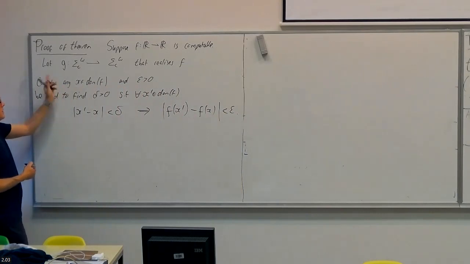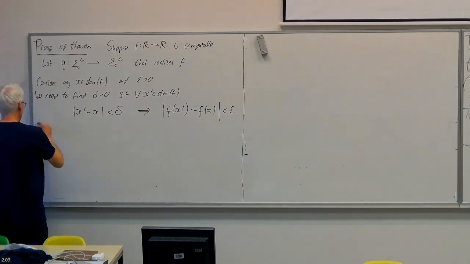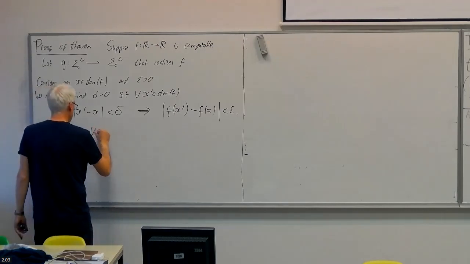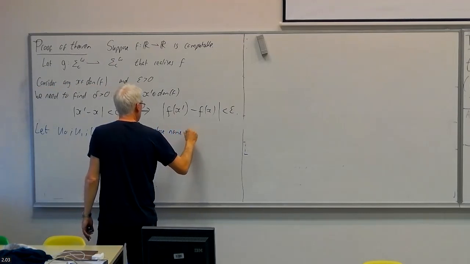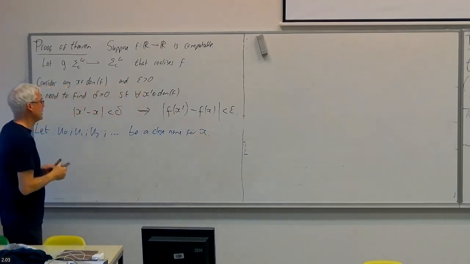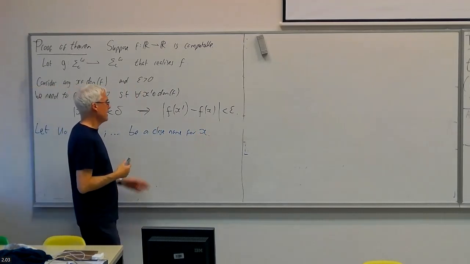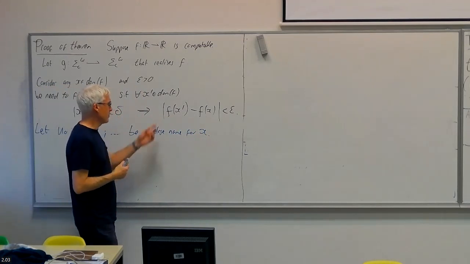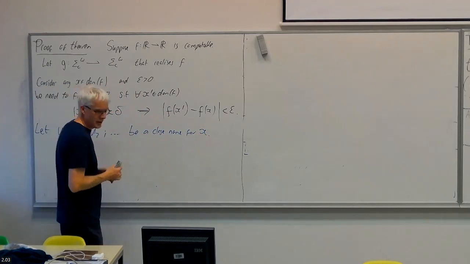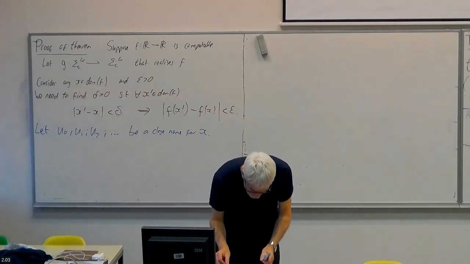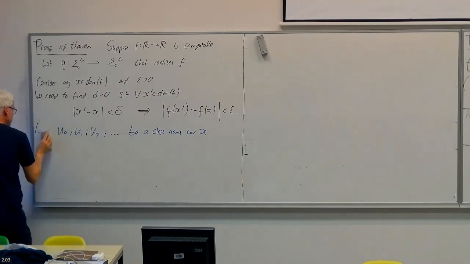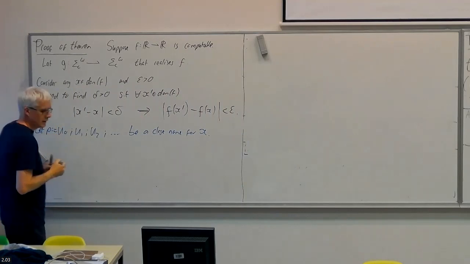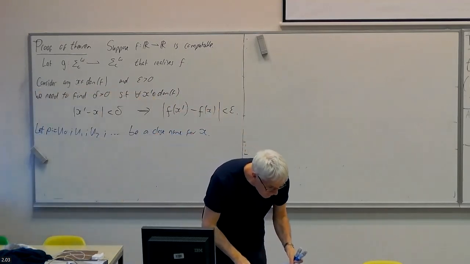But because x is a real number in the domain of f, it has a fast name. So let u0, u1, and so on, be a close name for x. And now what we're going to do is look at the output sequence of f applied to this close name. Let's call this P.